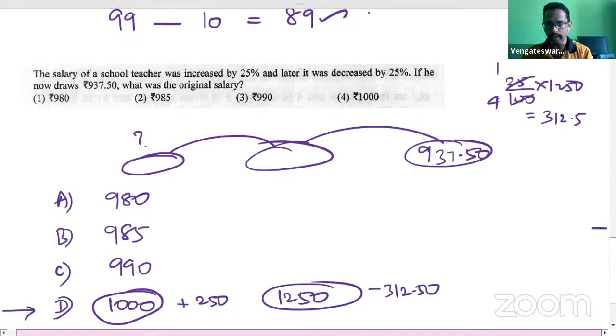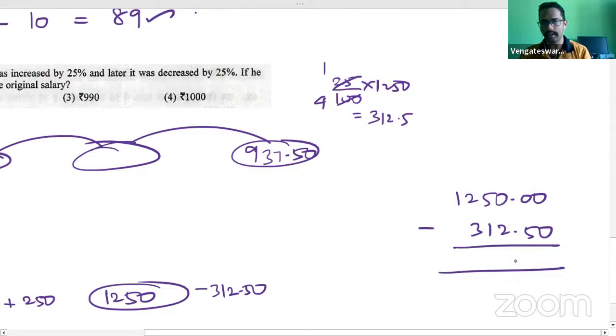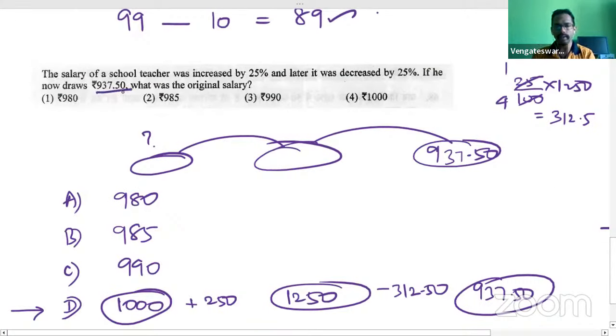I'll do this separately: 1250 minus 312.50. Let's check what answer we are getting. This is going to be 50. I'm borrowing, so this becomes 49. Just taking a 1 from 50, this 50 becomes 49. So this is 7, this is 4 minus 1, 3, and 12 minus 3, 9. So my final salary would be 937.50, which is exactly the same as what we have in the question. That means if you start from 1000, you'll reach 937.50. That confirms that option D, 1000, is the right answer.